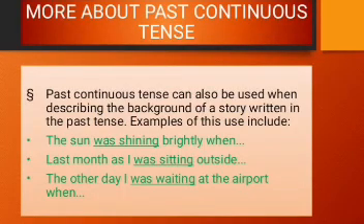Past continuous tense can also be used when describing the background of a story written in the past tense. Whenever we are talking about the background of any story and it is written in the past tense, whatever the events are happening in the past, and if it is in a continuous process, we use past continuous tense. Let's take an example. The sun was shining brightly last month as I was sitting outside. The other day I was waiting at the airport when.